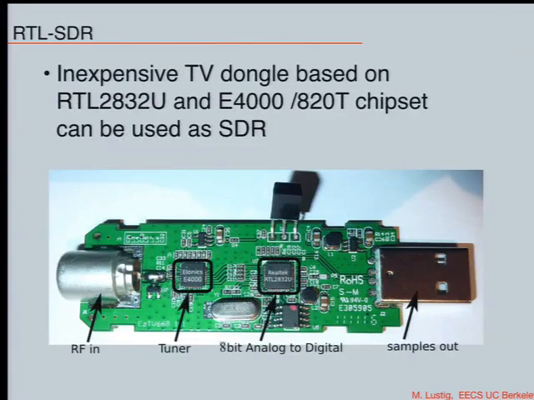I want to show you just one device. This particular device is an inexpensive TV dongle that costs between 10 and 20 bucks. It was originally designed to watch TV in Europe. It knows how to demodulate and display TV in the European format, which is not the same as in the US. This is a slightly older picture, but RF goes in here, and then it goes into this chip that is a tuner.